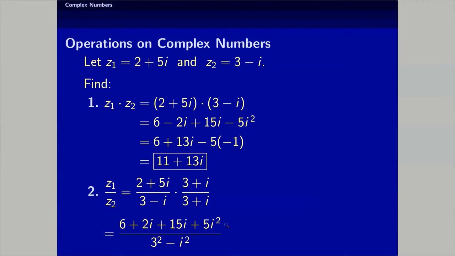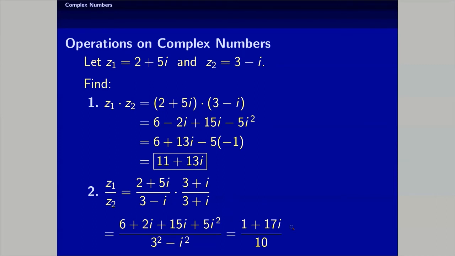Okay. So we simplify further. What is I squared? It's negative 1. Same here, I squared is negative 1. So in the denominator, you have 9 minus a negative 1. So you have 10 in the denominator. What about in the numerator? You have, this is 6, and this one is negative 5. So what is 6 minus 5? You have 1. Plus, this one is 17i. You have it like that.